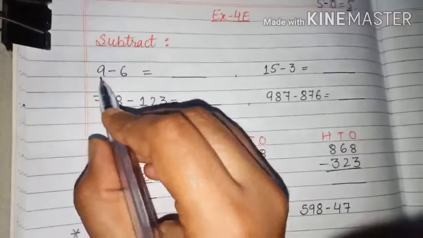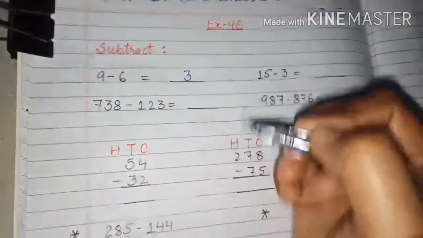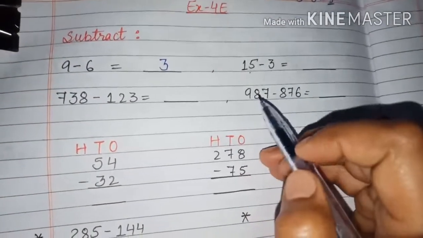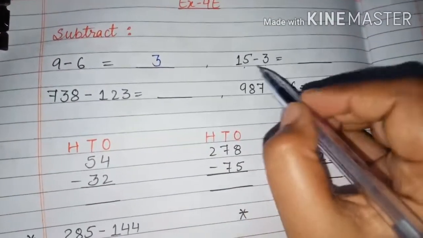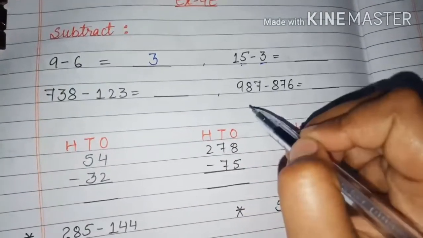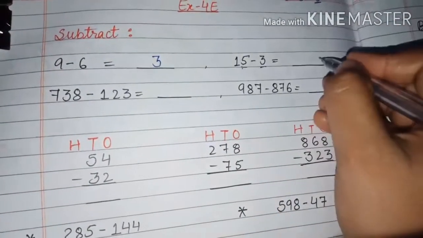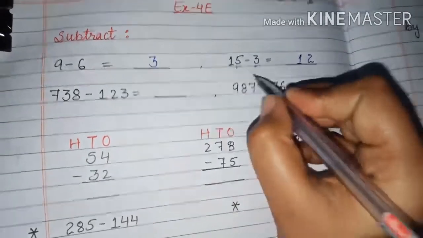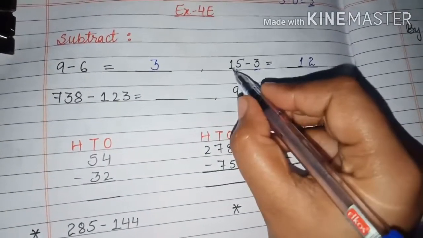Subtract 9 minus 6. It is very simple. 9 minus 6 is 3. Now next question. It is a 2-digit number and a 1-digit number. How to subtract them is, subtract the 1 digit first. 5 minus 3 is 2 and the rest of the digits will remain as they are, and you can confirm it also. 15 minus 3 is 12.